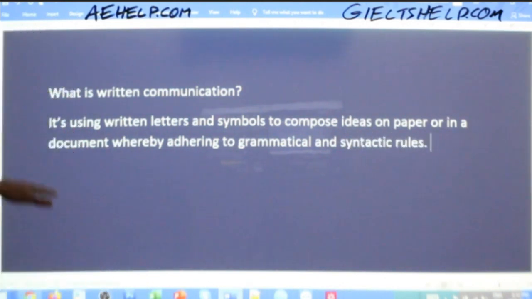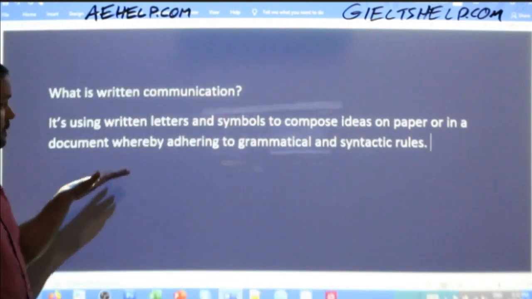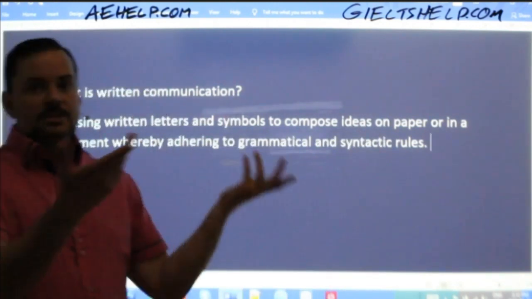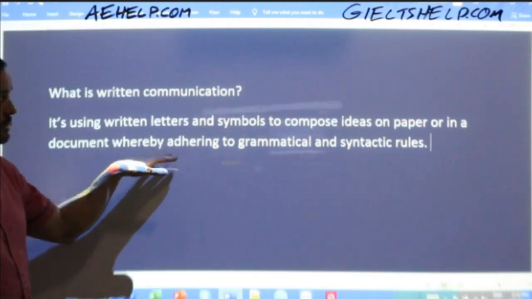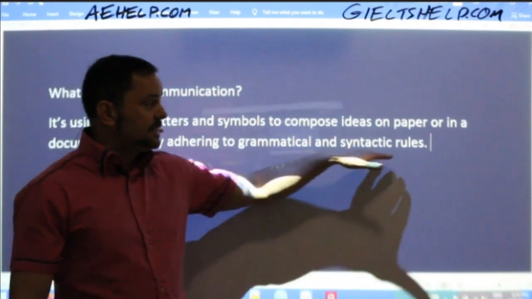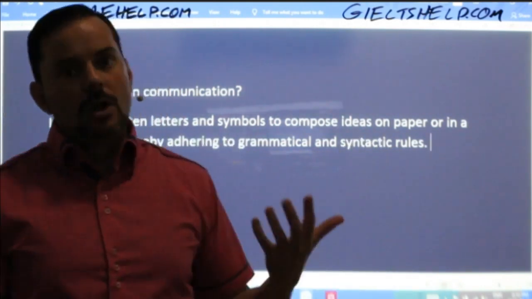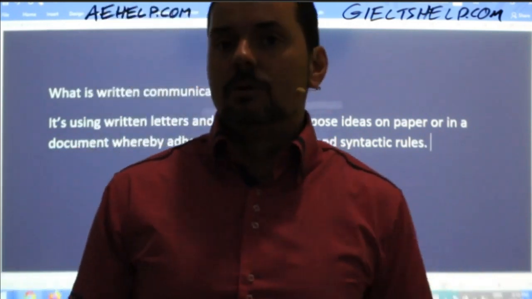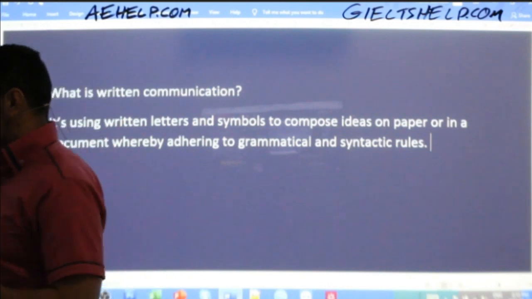So what is written communication? It's using written letters and symbols to compose ideas on paper or in a document. Of course, paper these days, often it's digital, whereby we adhere. Adhere means to follow, okay? Follow grammatical and syntactic rules. So the rules of writing, right? If we don't follow those, it's just going to be gibberish and it won't make sense to our readers. That's why those are marked on the IELTS exam as well.